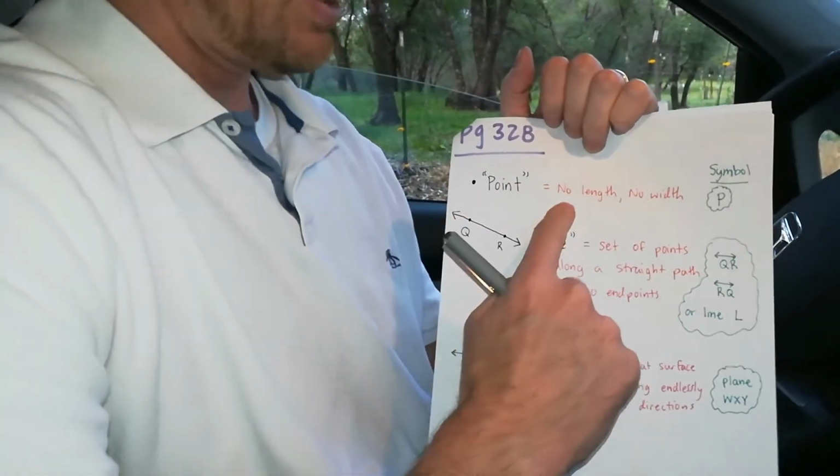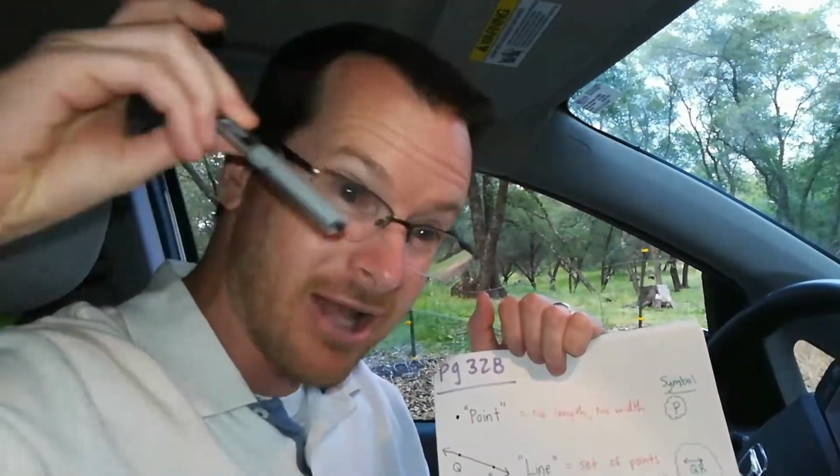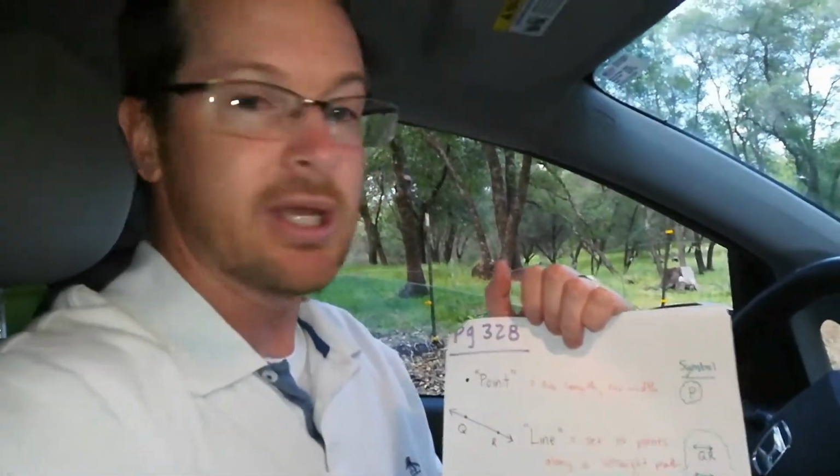Okay, a point has no length and no width. It's just a single point. It has no length and width. It's just a dot, right? And so the symbol of a point will just be like a letter P.